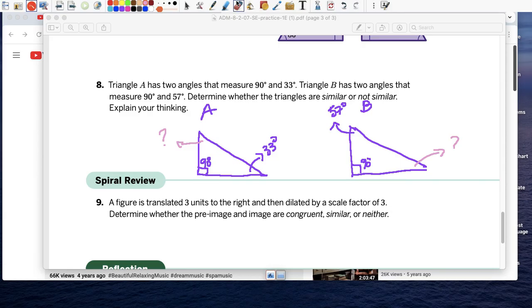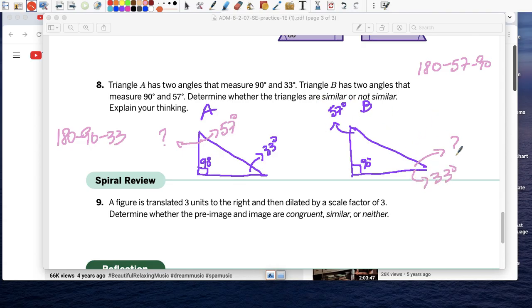So let's do triangle A. In triangle A, I'm going to do 180. I take away that 90, and I'm going to take that 33. Let's see what I have left over. So 180 minus 90 minus 33 equals, look at that, 57. So on triangle B, I'm going to do 180 minus 57 minus 90. And guess what I'm going to get? I'm going to get 33, which is going to be this angle right here.